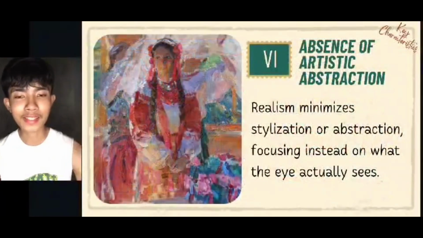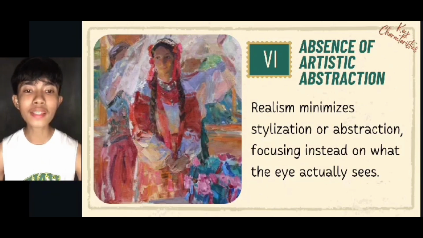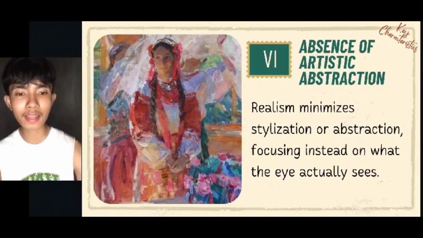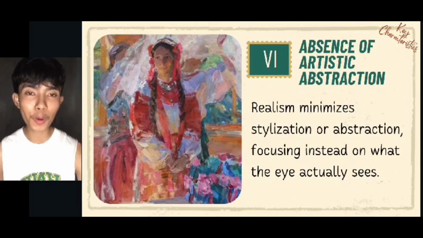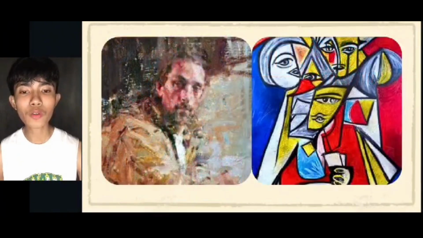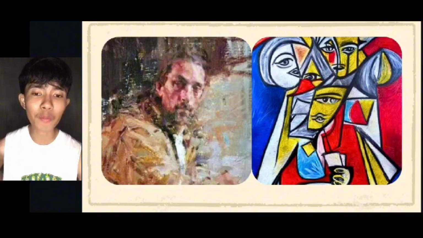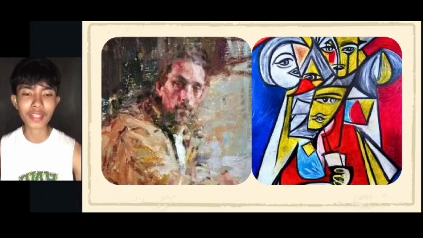Number 6. Absence of abstraction. Realism avoids stylization or abstraction, focusing more on what the eye actually sees without distorting it. So, in terms of realistic artwork, they don't need many designs. Whatever they see is what they draw. So, like in this example picture, on the left side, at first glance, you can already identify that it is a person. Compared to the right side, an abstract artwork, where you have to think about what it is and cannot always identify it.